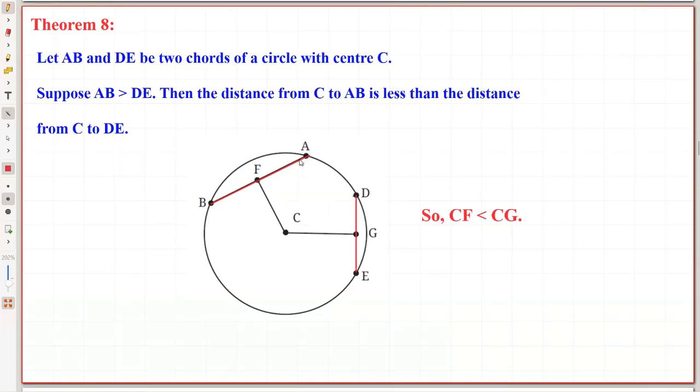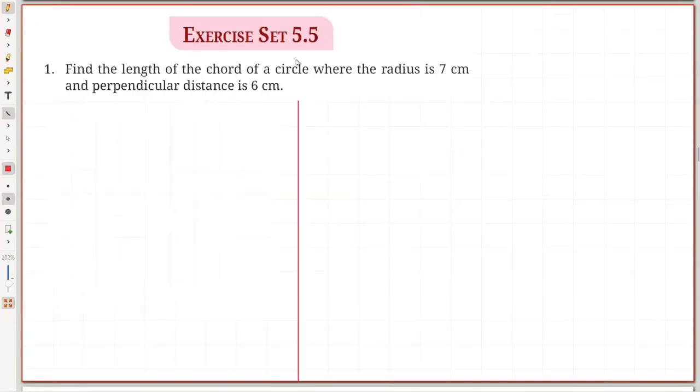Suppose AB is greater than DE, then the distance from C to AB is less. If AB is larger, the distance from the center will be less. ED is smaller, so this distance is more. That is the concept. Now exercise set 5.5, question number 1.